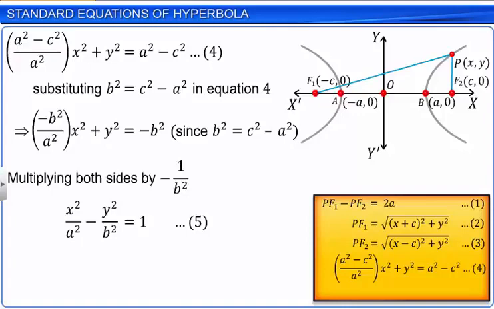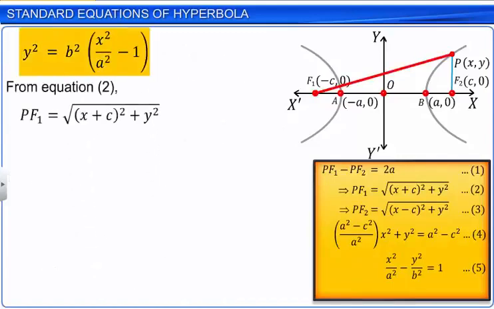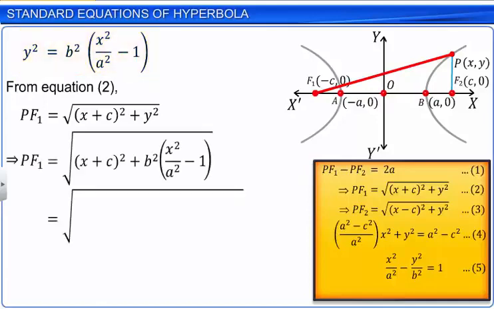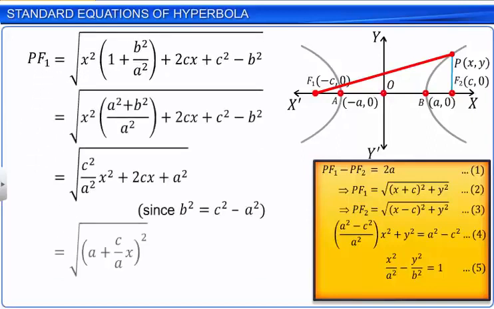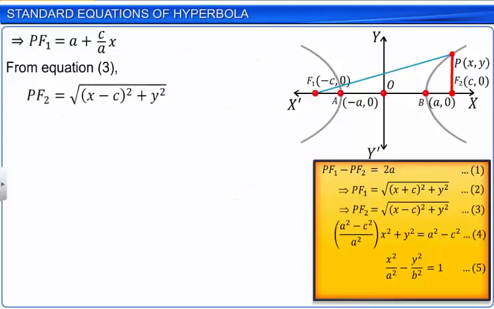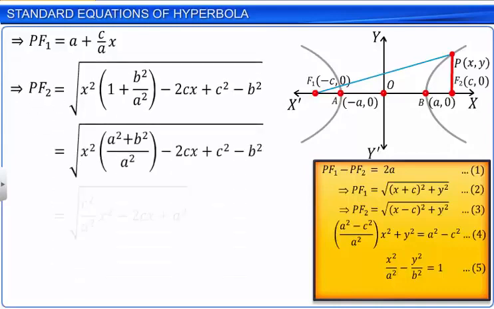From equation 5, we get y square is equal to b square into x square upon a square minus 1. Substituting the value of y square from equation 5 in equation 2 and simplifying, we get PF1 is equal to a plus c upon a into x. Substituting the value of y square from equation 5 in equation 3 and simplifying, we get PF2 is equal to c upon a into x minus a.